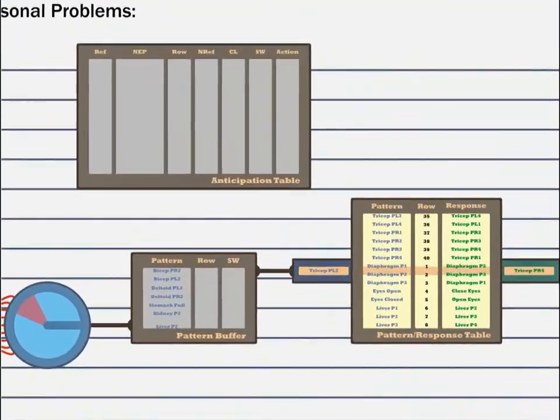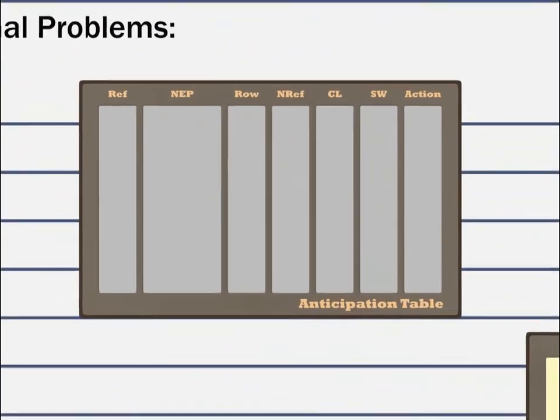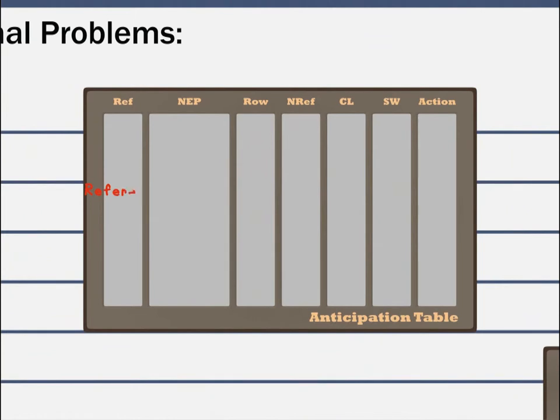This table would require 7 columns. The first column holds the row number of the table. To avoid confusion with 2 row numbers, the anticipation table's row number will be called the reference number. The next column holds the next expected pattern. This is followed by the row number of the pattern response table, where the next expected pattern can be found. The following column will hold the next reference number in the series. This is the row number of the next pattern that is expected to arrive.